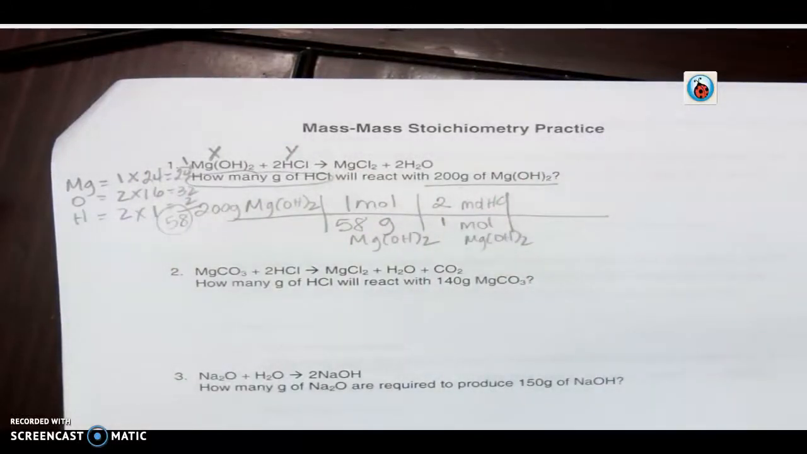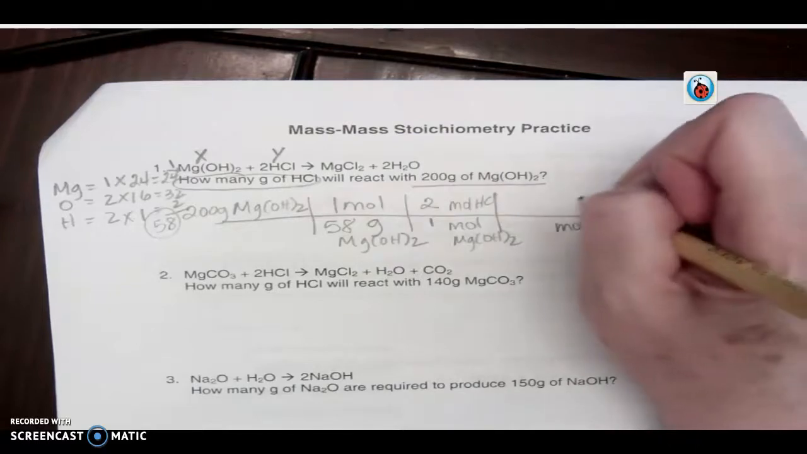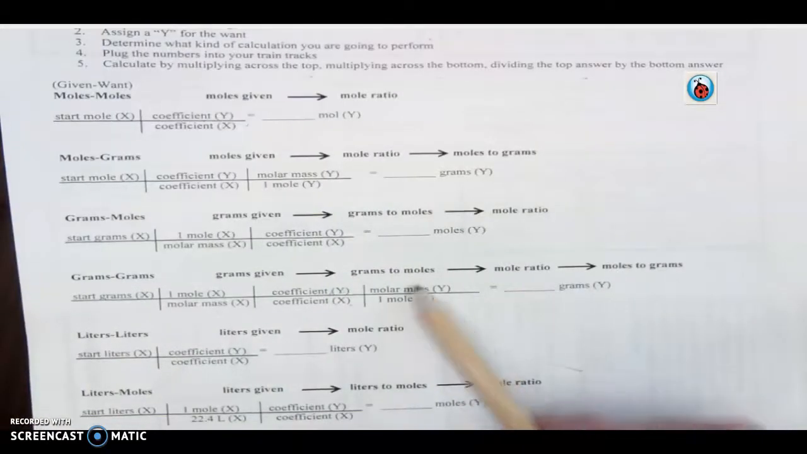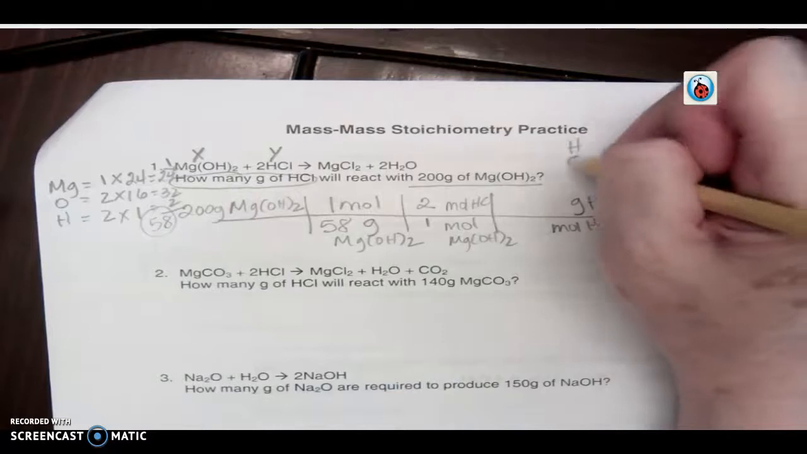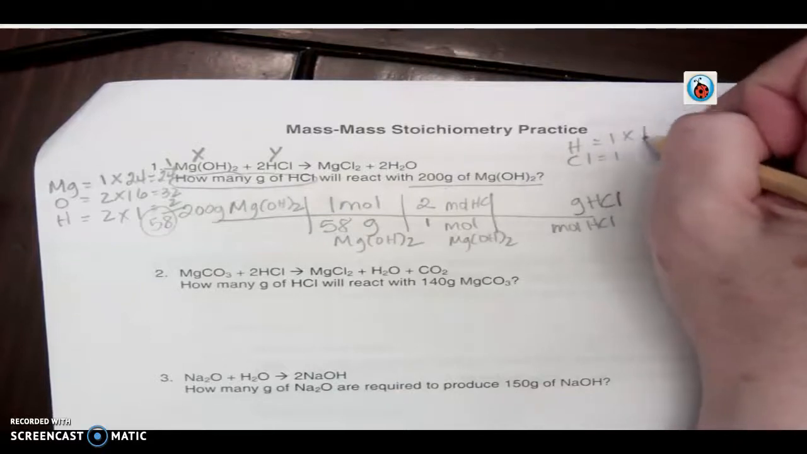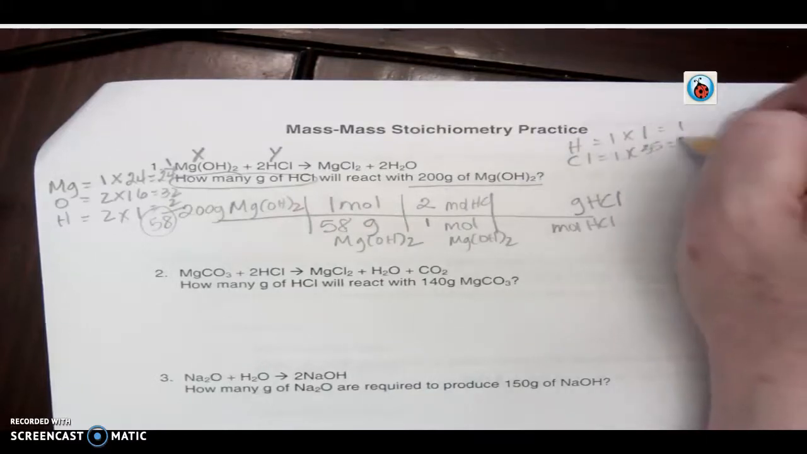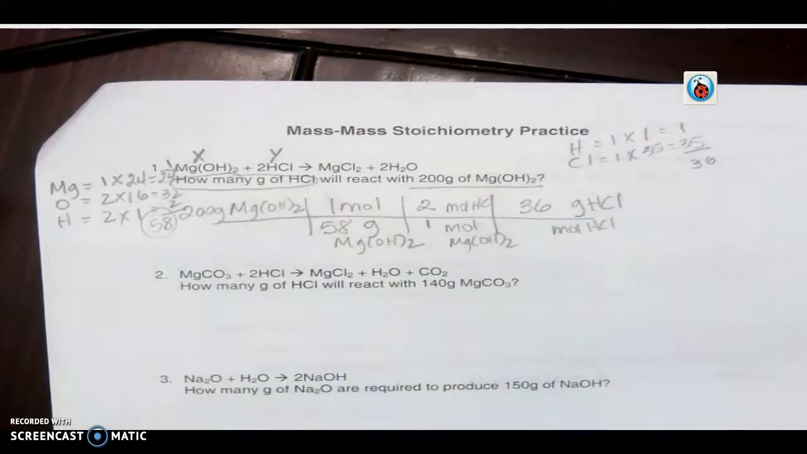And then we need to get moles of hydrochloric acid into grams of hydrochloric acid. So how are we going to do that? Well, let's look at the last train track here. It says take the molar mass of Y over 1 mole. So molar mass of Y. We've got HCl. I've got 1 of each. Hydrogen's atomic weight is 1. Chlorine's is 35. So 1 and 35, so we get 36 grams. So we're going to convert this to grams. All right, so here we go.